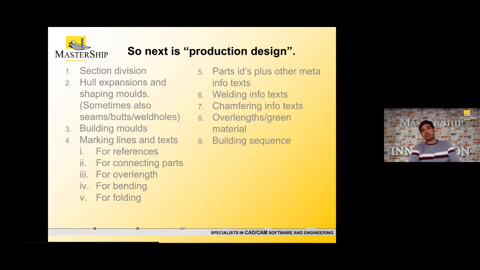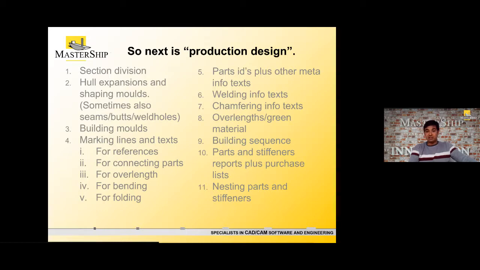The building sequence is usually very practical to do. It depends on the yard capacity, what kind of sequence they are going to follow. So it's always nice to provide them: okay, you can start with this building sequence, so they can allocate the yard capacity in the right manner. Then it comes with the parts and stiffener reports. That's standard. NC is also nesting parts and stiffener, and last but not least, the cutting codes.